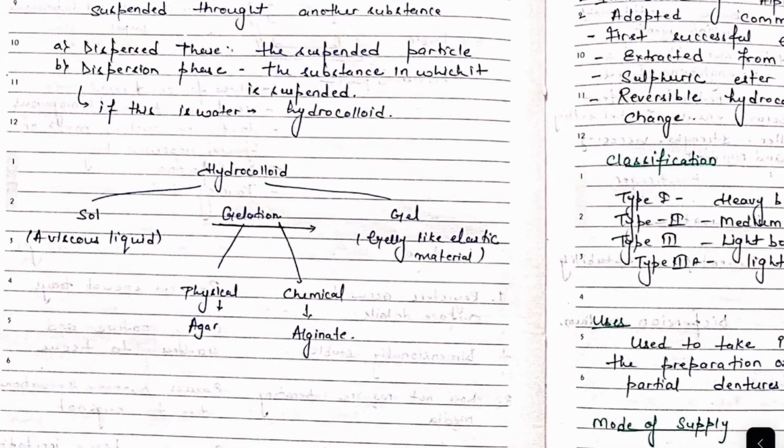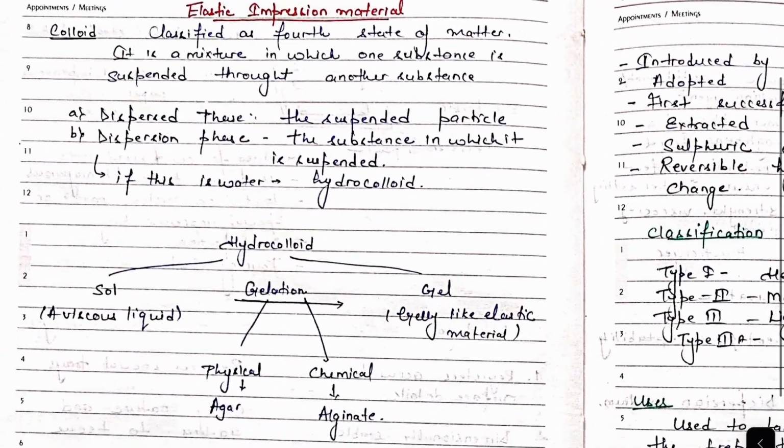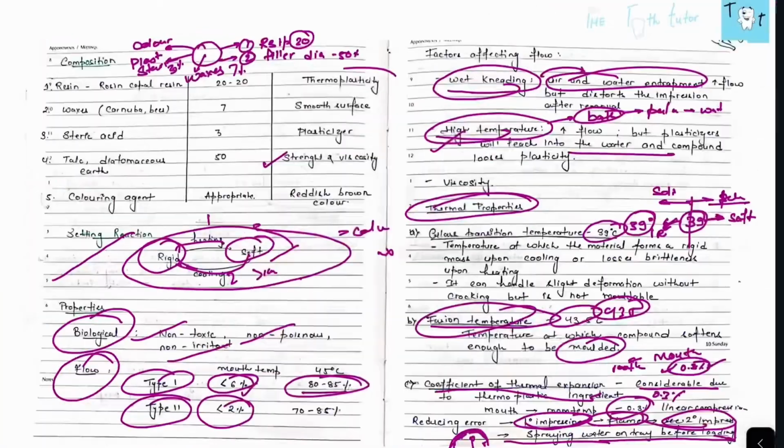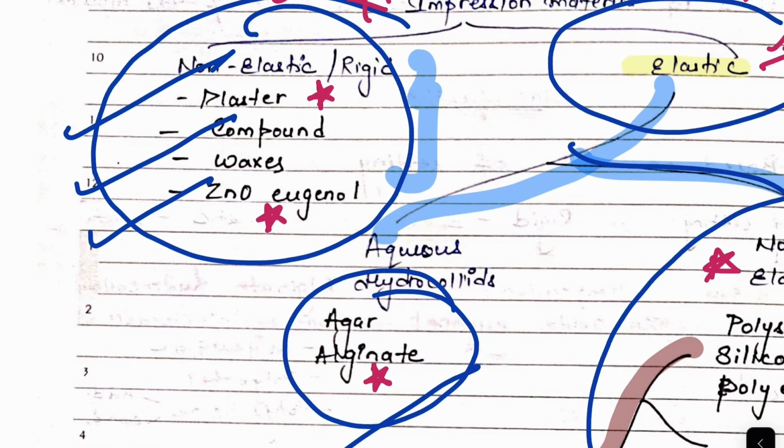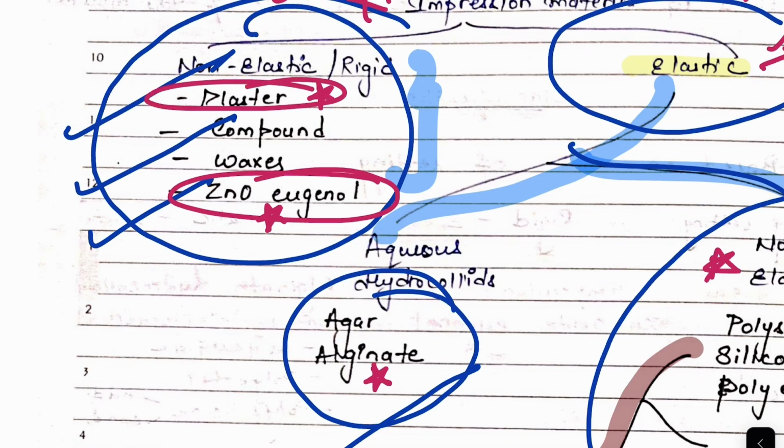Now talking about the elastic impression materials. So if I go back to the classification, in the non-elastic ones, we will only be talking about ZOE paste and impression compound in this unit. We will talk about waxes and plaster in other lectures. We have separate chapters on that.